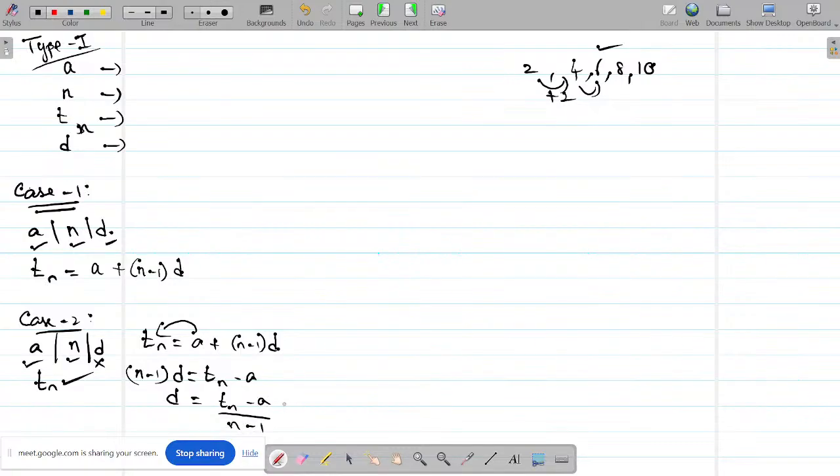What is Tn? We'll try to express it in descriptive form. What is Tn? Nth term or general term. Sometimes if Tn is the last term, then we'll use last term. Okay, minus the first term divided by number of terms minus 1.